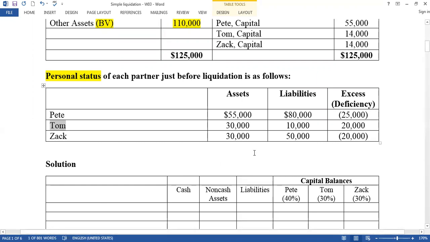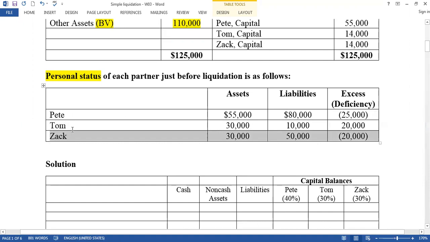If this is the case, as I am solvent, I can easily collect some money from my personal assets and give it to the business. Do you understand? According to this information, Tom is solvent. So if Tom has any capital deficiency in future, he has the ability to bring personal cash and give it to the business.